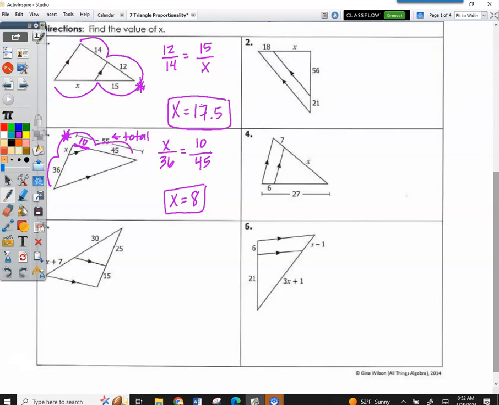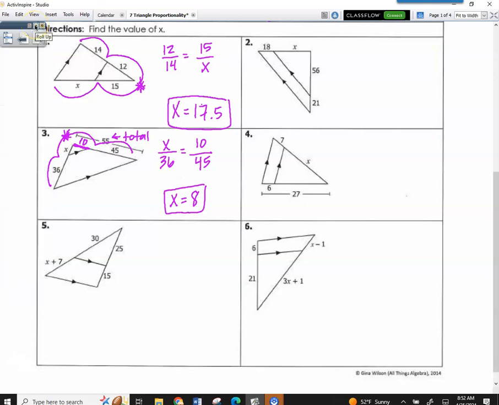Number 5, what is different? It is now a binomial instead of just a plain x. You don't change anything in terms of setting it up. You set it up the same way. You just have to remember to put what around the binomial? Parentheses, so that you'll remember to distribute.